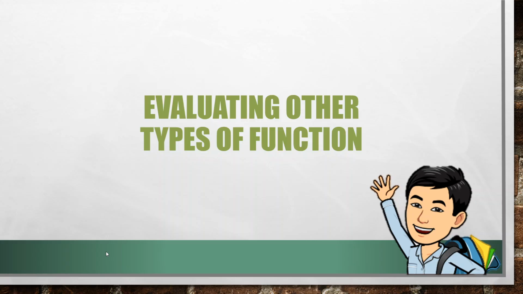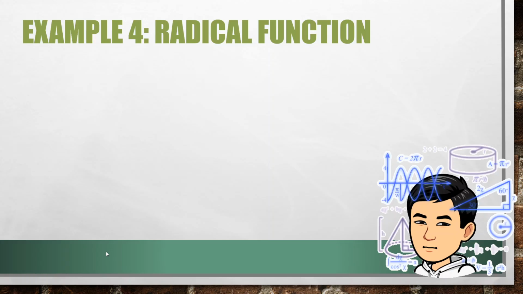Okay. Next. So, meron pa tayong ibang klase ng function na pwedeng gamitin. So, we have other types of function. We have another is a radical function. So, when we said radical, ito yung mga naka-square root, naka-cube root, laging may root. Okay? So, example, let us evaluate the function g of s is equals to square root of 16 minus s squared at s is equals to negative 4.